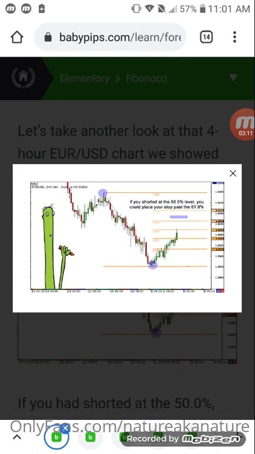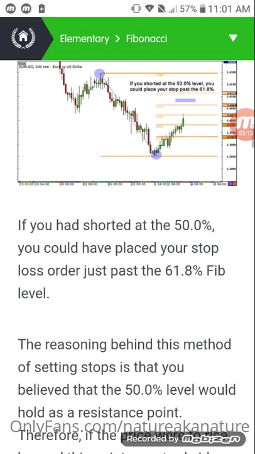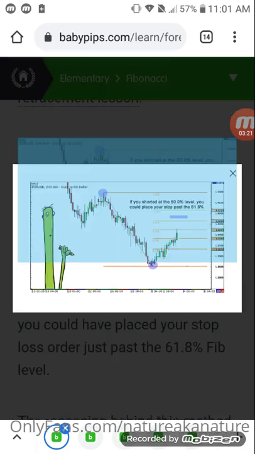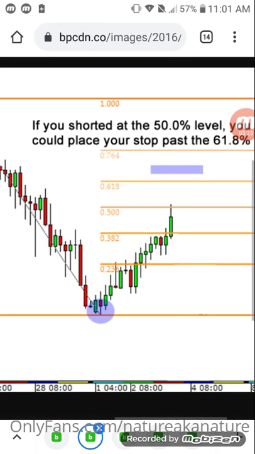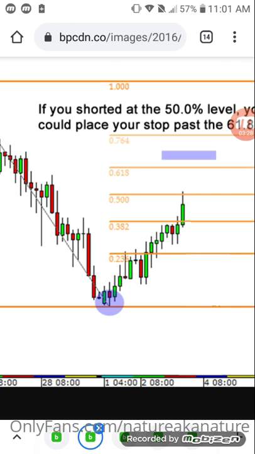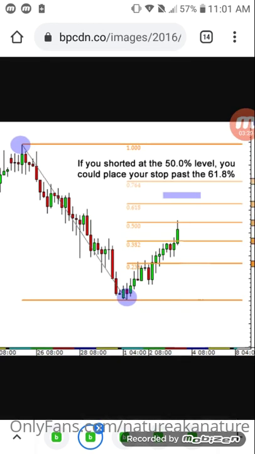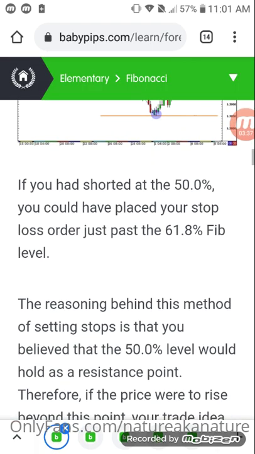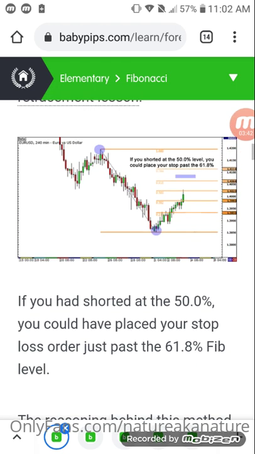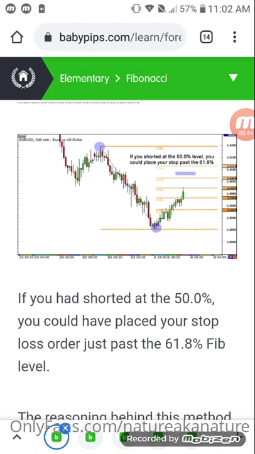So that's how you use stop loss with Fibonacci retracement levels. Remember, the Fibonacci retracement levels are these horizontal lines. You draw it for a downtrend by finding the swing high to the swing low. For an uptrend, the swing low to the swing high. So if you had shorted at the 50, you could have placed your stop loss order just above the 61.8 fib level. That's highlighted right there in the box.